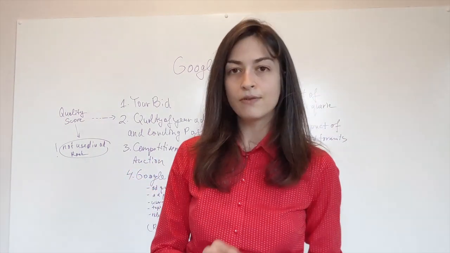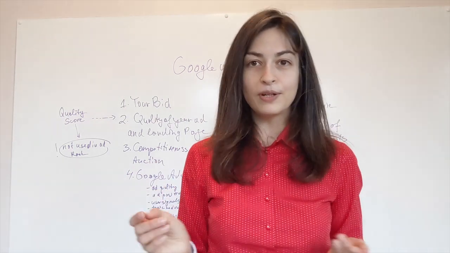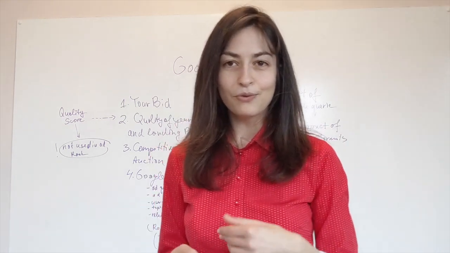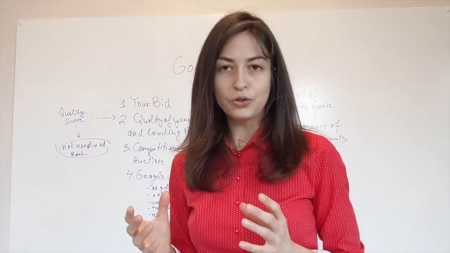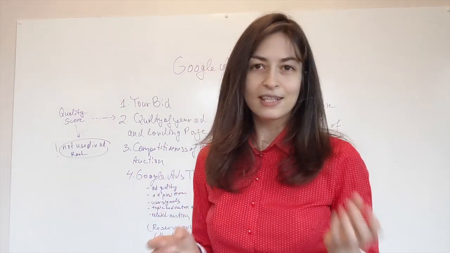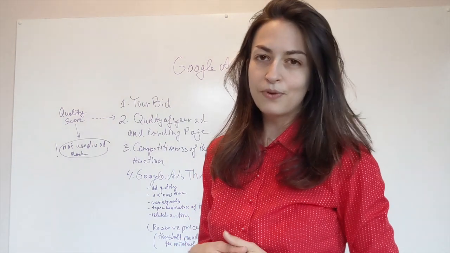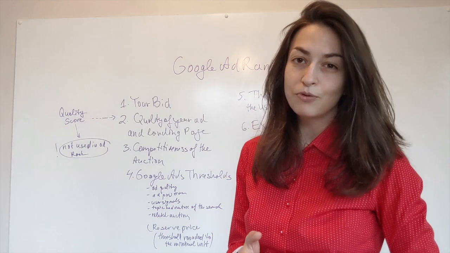Google will take into consideration also related auctions to this query. So for example, if the query is car dealership, maybe Google will take into consideration queries around car hire or car insurance or something like this, and then estimate from there what is the best option for this advertiser, whether they should show their ad or not, and what should be the minimum threshold.